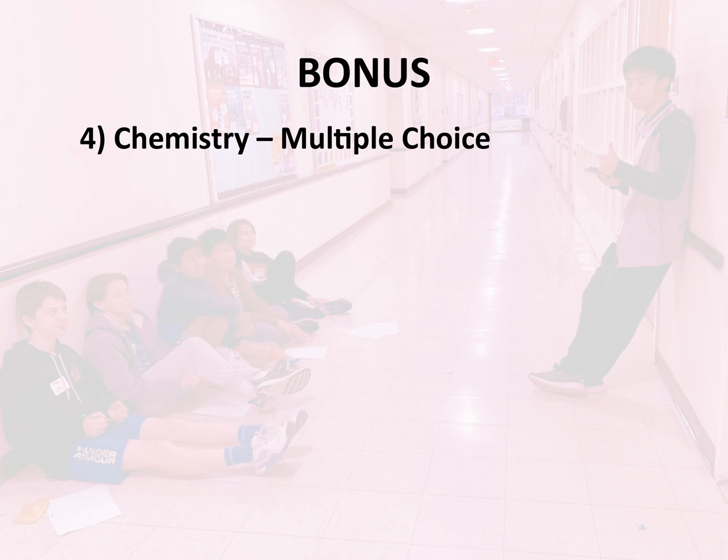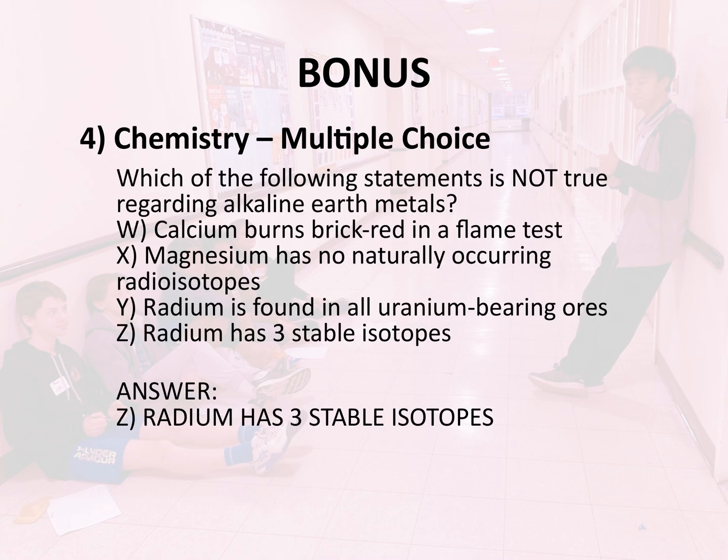Bonus 4. Chemistry, multiple choice. Which of the following statements is not true regarding alkaline earth metals? W. Calcium burns brick red in a flame test. X. Magnesium has no naturally occurring radioisotopes. Y. Radium is found in all uranium-bearing ores. Z. Radium has 3 stable isotopes. Answer: Z. Radium has 3 stable isotopes.